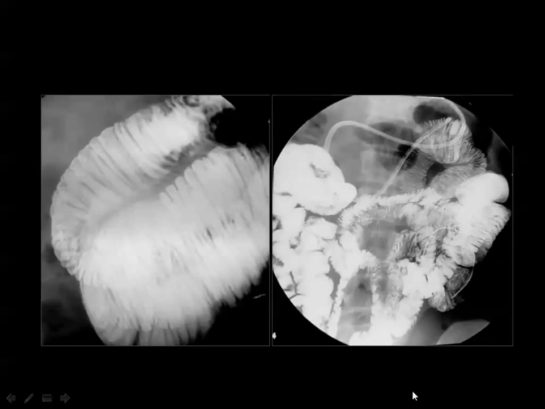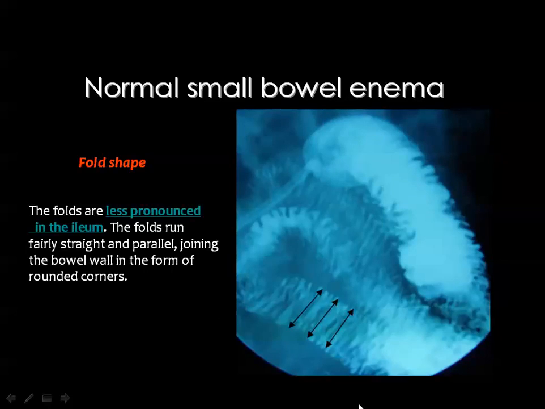And this is also an example. You can see how the mucosal folds are delineated in a better way compared to the injection of barium without methyl cellulose. Then we have some notes about the normal features in the small bowel, and we start by the shape of the mucosal folds.